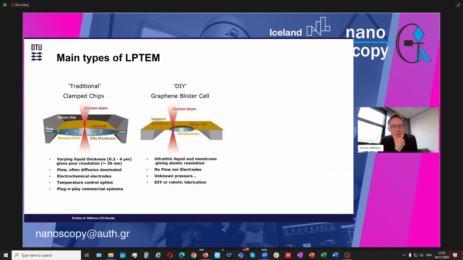Then if you want better resolution, a lot of people opt for this graphene blister cell design, where you trap ultra small liquid droplets between two layers of graphene. This gives you ultimate resolution.